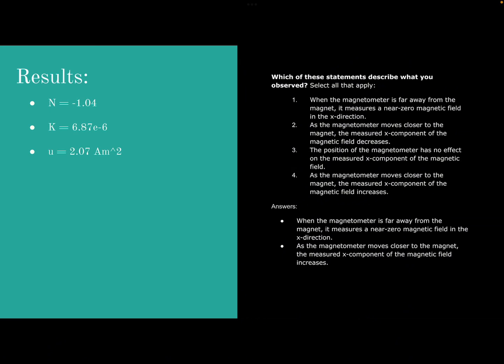Here are the other results. We have the slope of the graph, which was negative 1.04, the scale factor, and the magnetic dipole moment, which was 2.07. I also concluded that the magnetic field was near zero far away from the magnet, and then it increased as it got closer to the magnet.